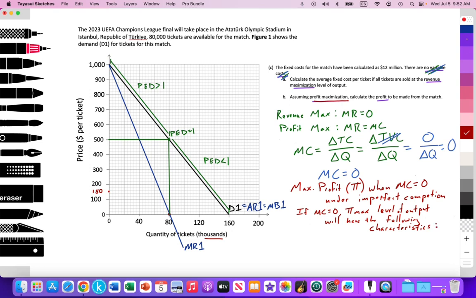Number one. One characteristic in terms of the output is that if MC equals 0, then the marginal revenue curve will equal 0. So that is the revenue maximization level of output. So if MC equals 0, the output level will occur also where MR equals 0.